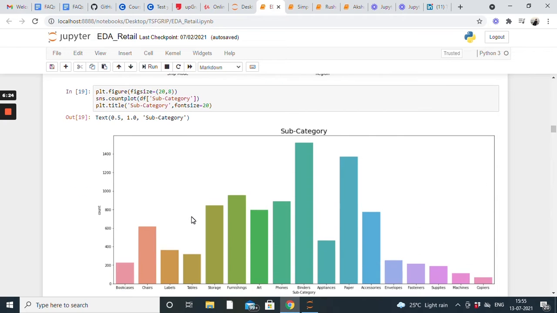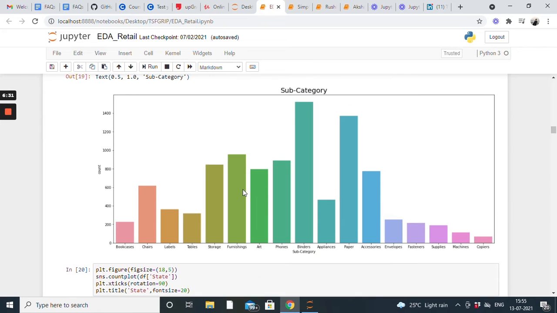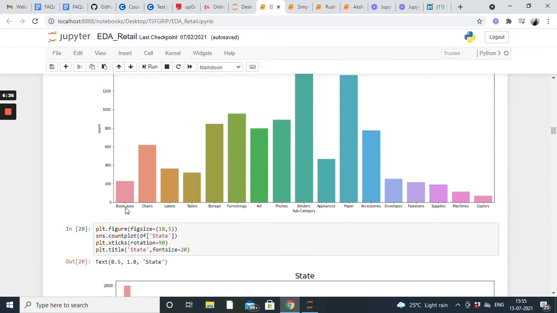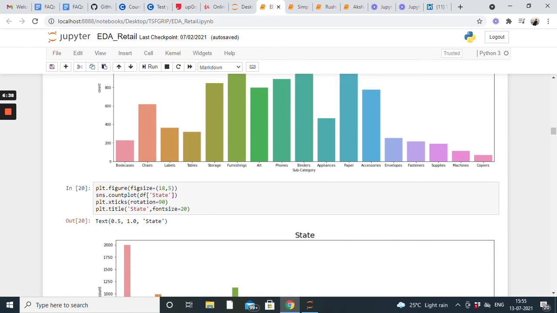Afterwards we'll go with the count plot for the subcategory. We are having a subcategory too, so here is the subcategory plot, right? Afterwards I'm going with the count plot of state.